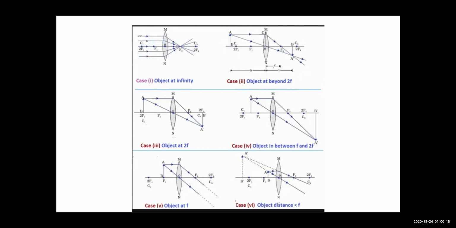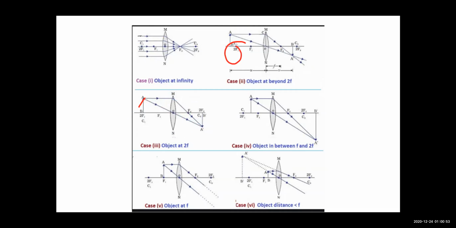Now let's bring the object nearer. That is, it was beyond 2F1. Now we are bringing the object at 2F1. So when the object is at 2F1, we are going to draw one incident ray which is parallel to the principal axis. After refraction, it will pass through the principal focus. And the second ray we are going to pass from the optical center, which will pass straight. So the image is formed at 2F2, right? Here the image size and the object size are equal and the image is real and inverted.